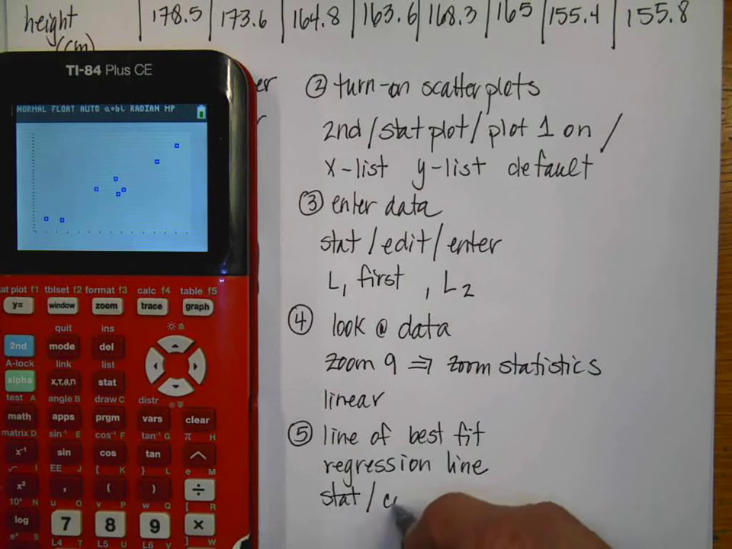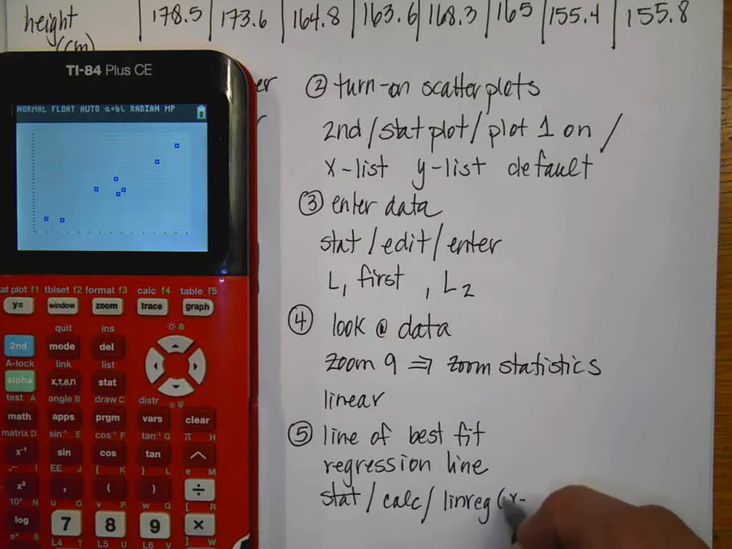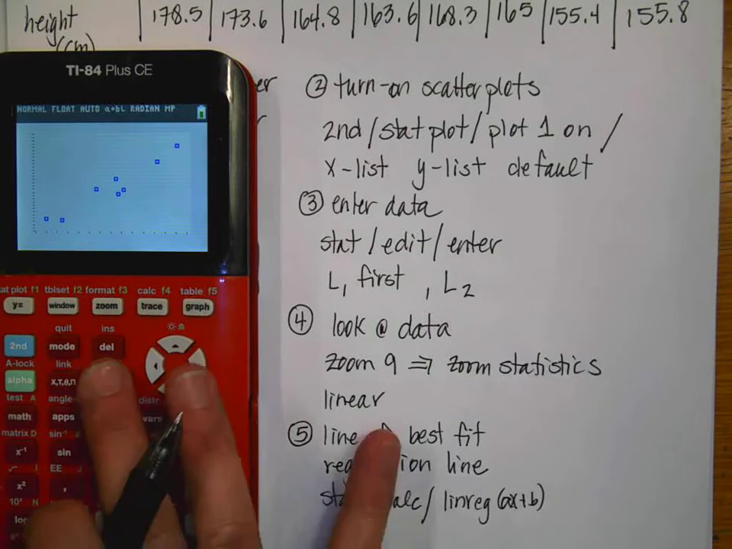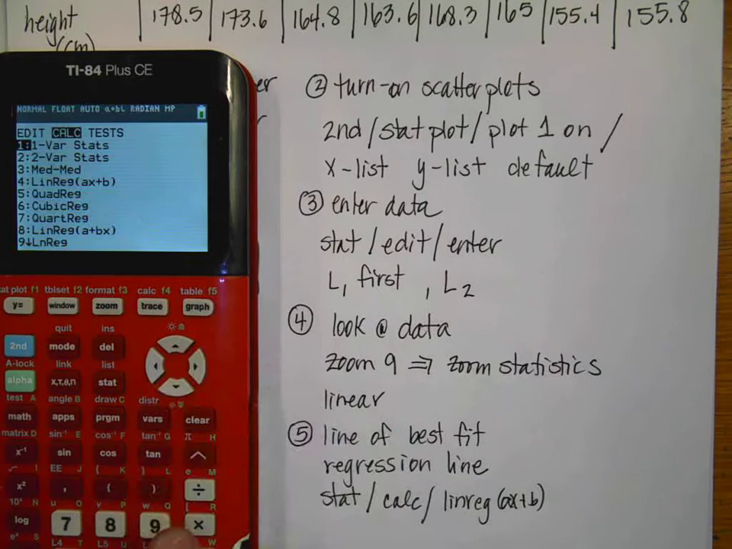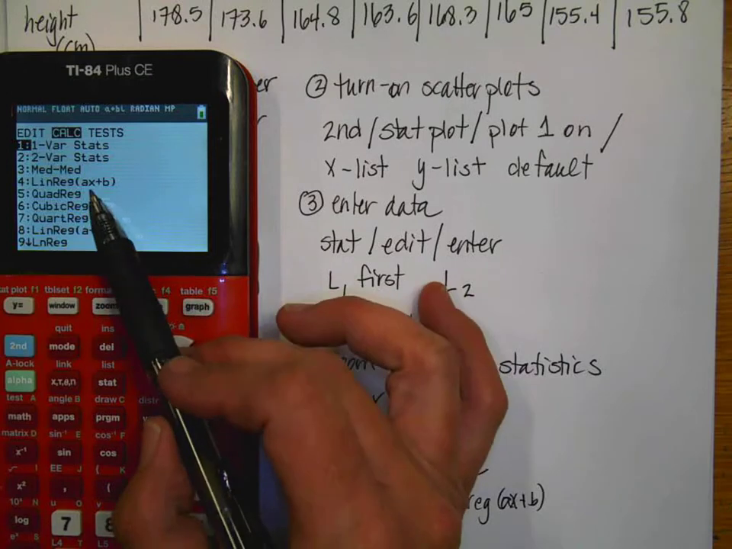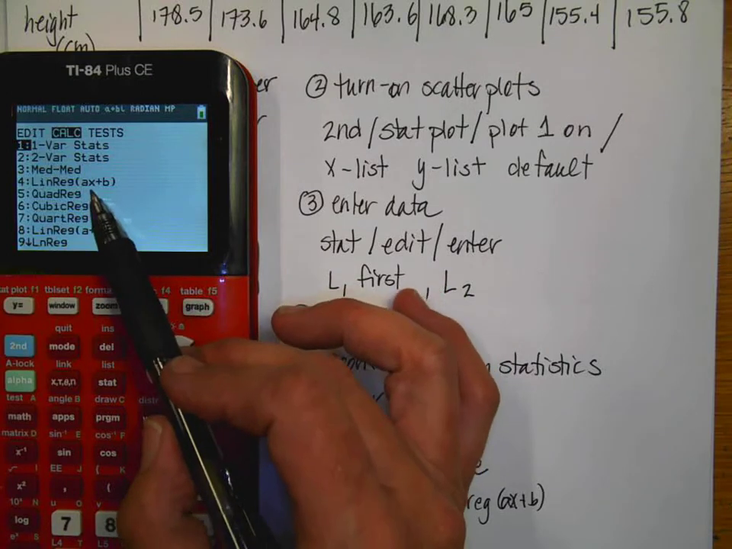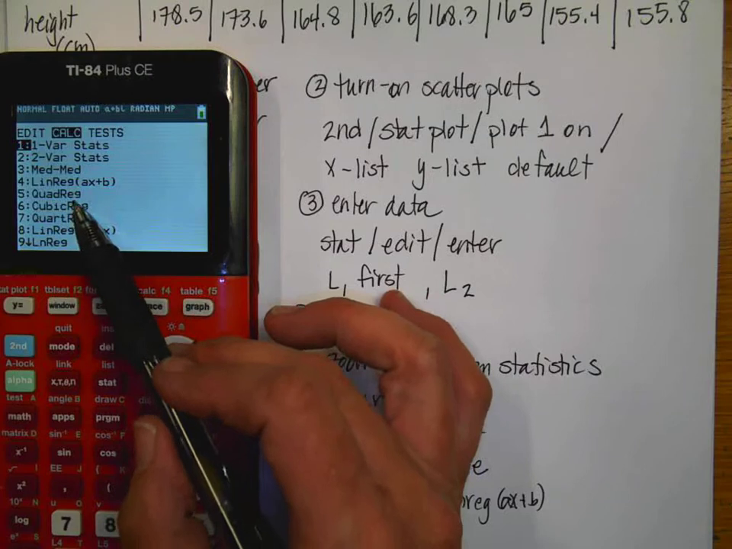So now our calculator operations are going to be stat, calculate. We're going to choose linear regression. Oops, I forgot the A, because our model looks like a line. So I'm going to go stat, calculate, and I'm going to choose option number 4 for a line.